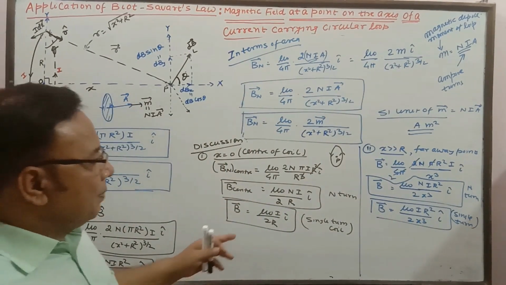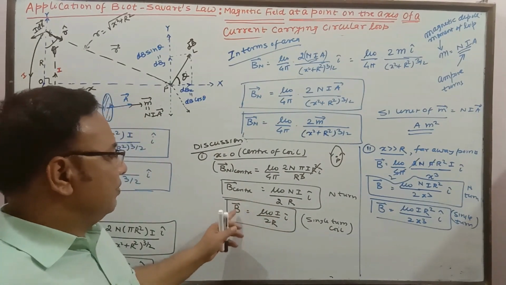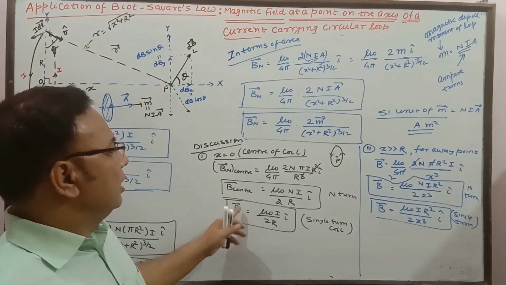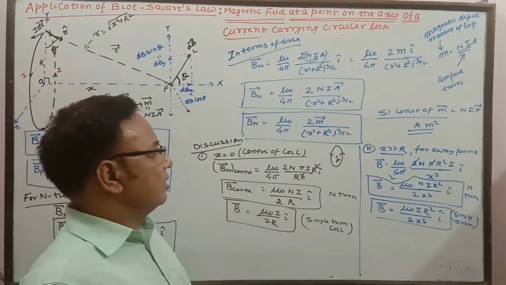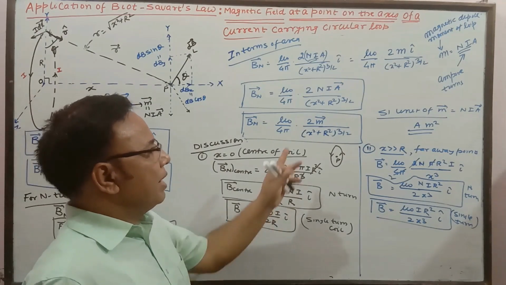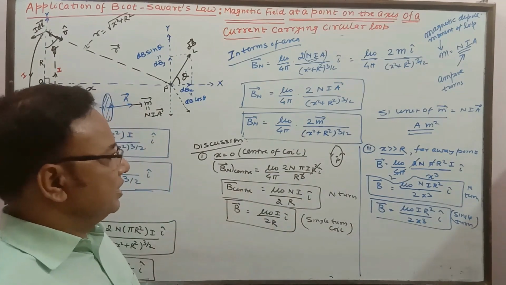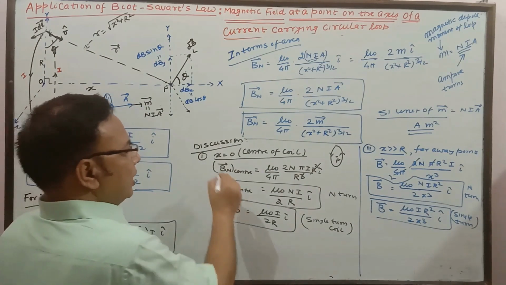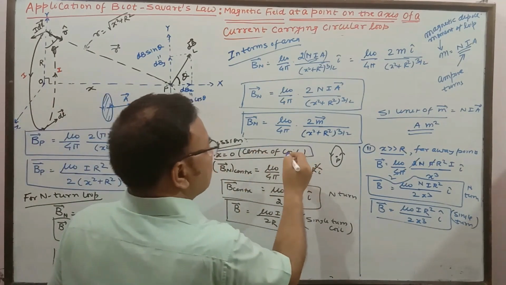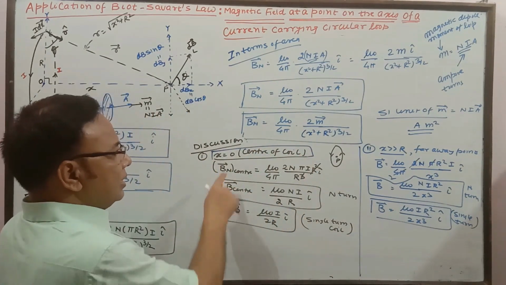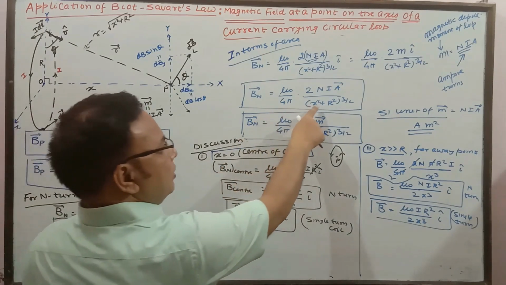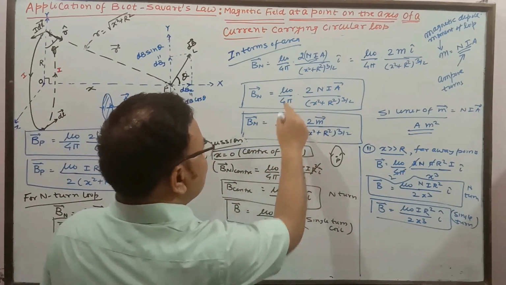Here I am expressing this magnetic field at the center of the coil in terms of number of turns and current. But in terms of area and magnetic dipole moment, we can express the same thing. So here I am going to write once again the same thing in terms of area and magnetic dipole moment. Here x is equal to 0. If you substitute x equal to 0 in these two, what are we going to get?